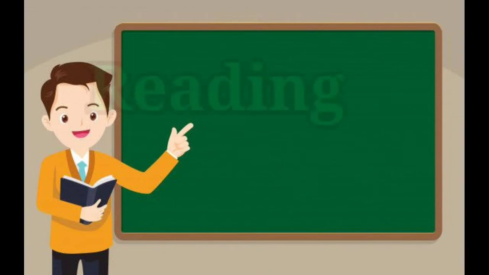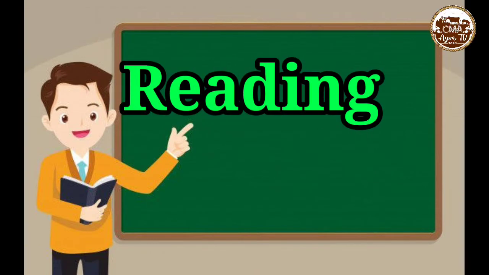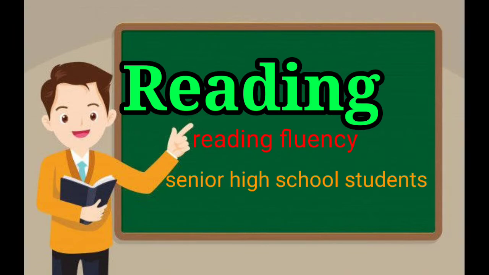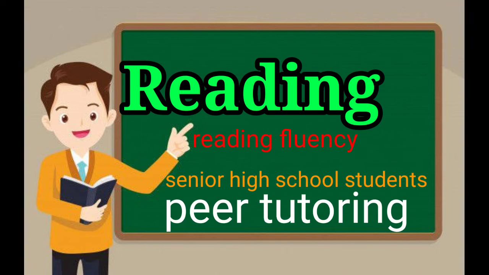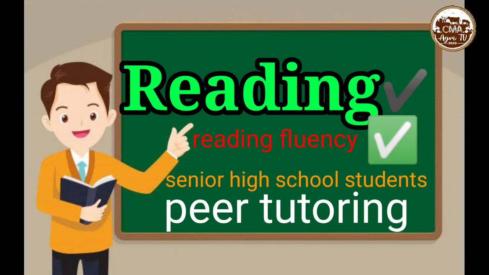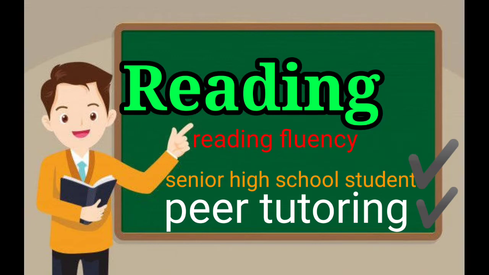Let's say I read about reading and came across reading fluency, which is a skill required for a senior high school student. And upon reading, I came up with a strategy on how to strengthen the reading and came up with peer tutoring. To sum it up, after searching, we now have reading fluency. We have our senior high school students. We also have our peer tutoring. So we can now write our research title.